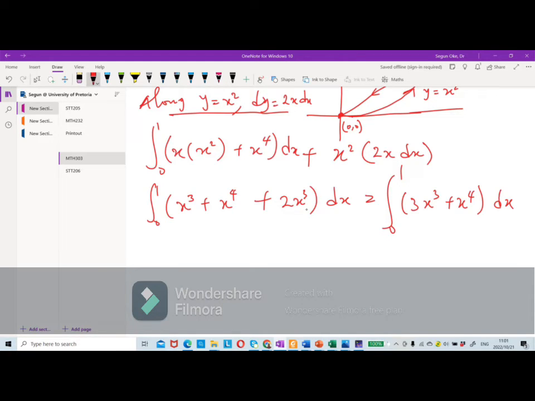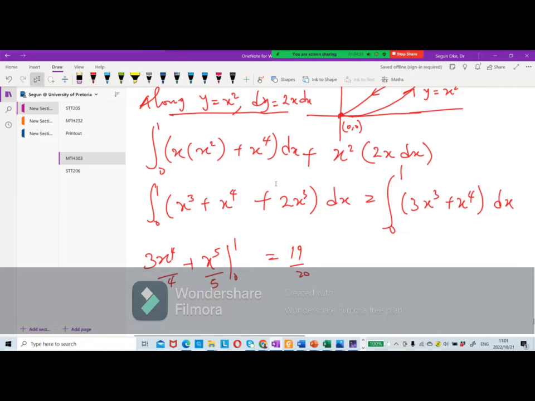So when you integrate this, what do you have? 3 into x raised to power 4 over 4 plus x raised to power 5 over 5, from 0 to 1. If you solve this very well, you will have 19 over 20. Go and check it.